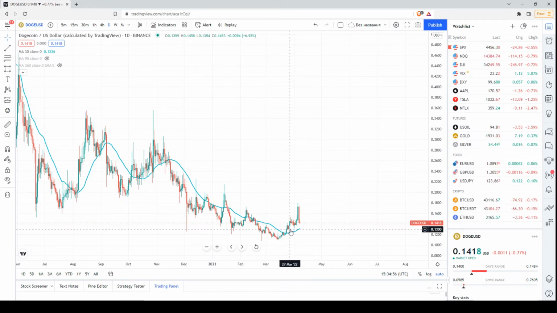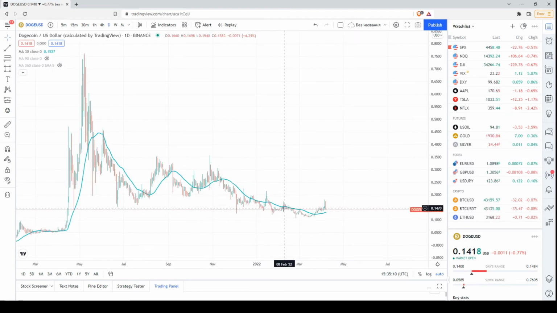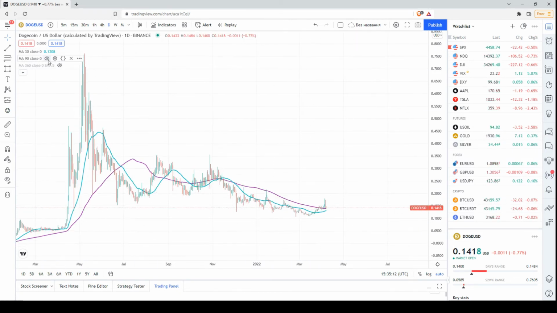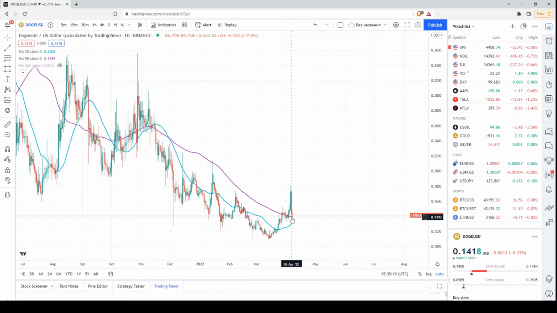But now we have a successful attempt because the price is above the 30-day moving average, and I would like to highlight that the longer the price stays above this 30-day moving average, the higher the probability that this is a local bottom. Moreover, if we add the 90-day moving average, or for the period of 1 quarter, I would like to highlight that this is the very first time the price is above the 1 quarter moving average since the beginning of November.